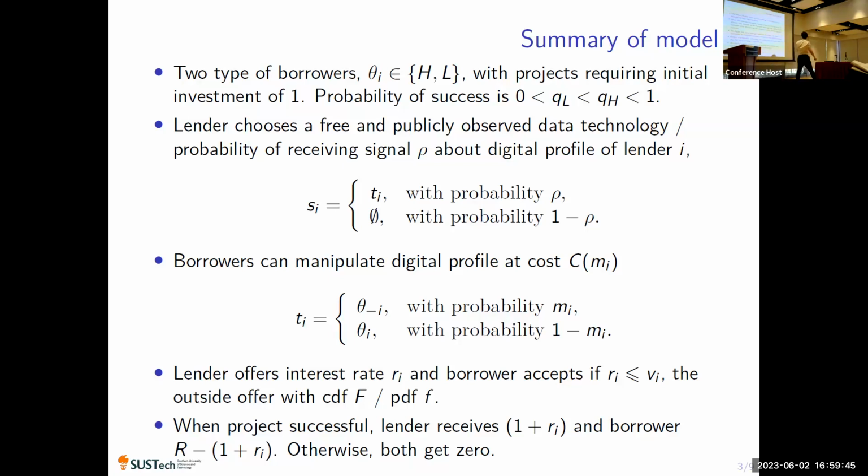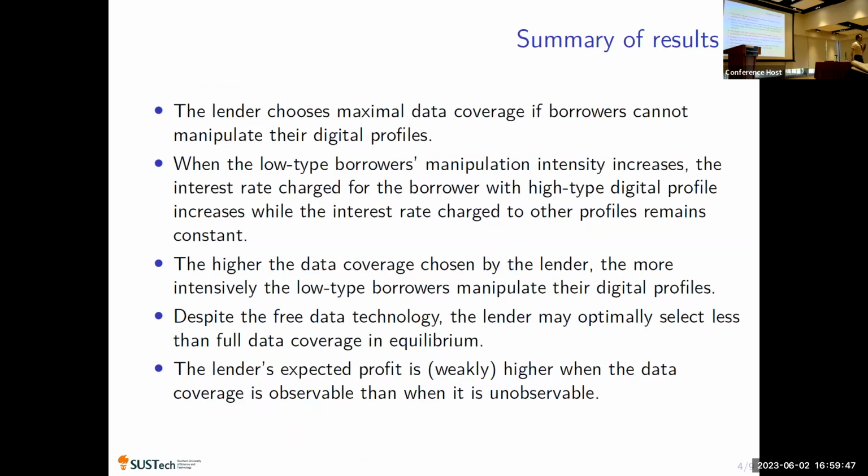So let me summarize the results without any math. Some of the key points that I found interesting. Well, first, if the borrower cannot manipulate their digital profile, then the lender will collect as much data as possible. Right? So rho is always becoming one. I think this is very intuitive. Right? If the lender sets rho equal to 1, then the lender always knows exactly the type of the borrower and can perfectly discriminate between the two.